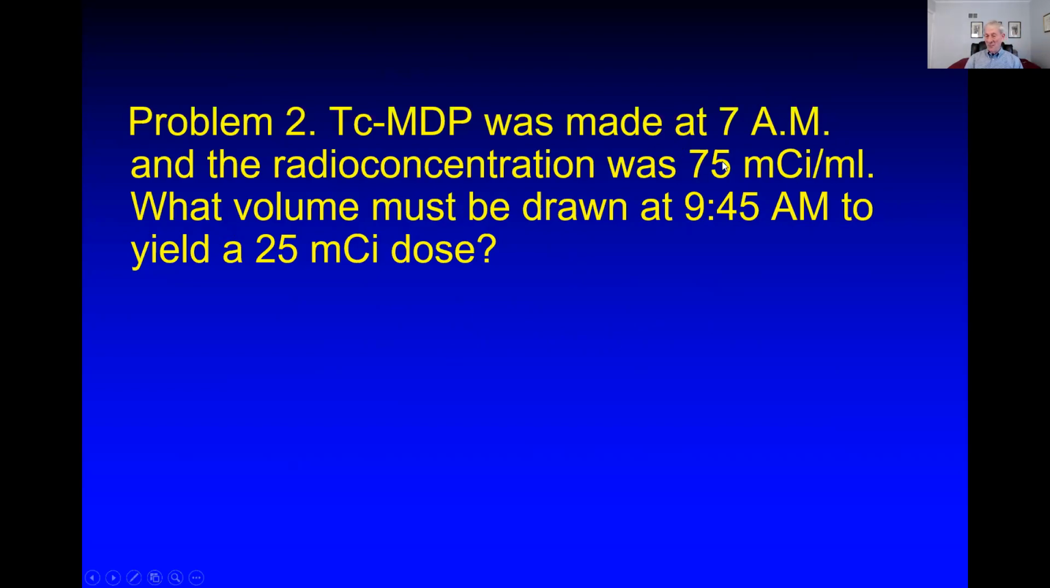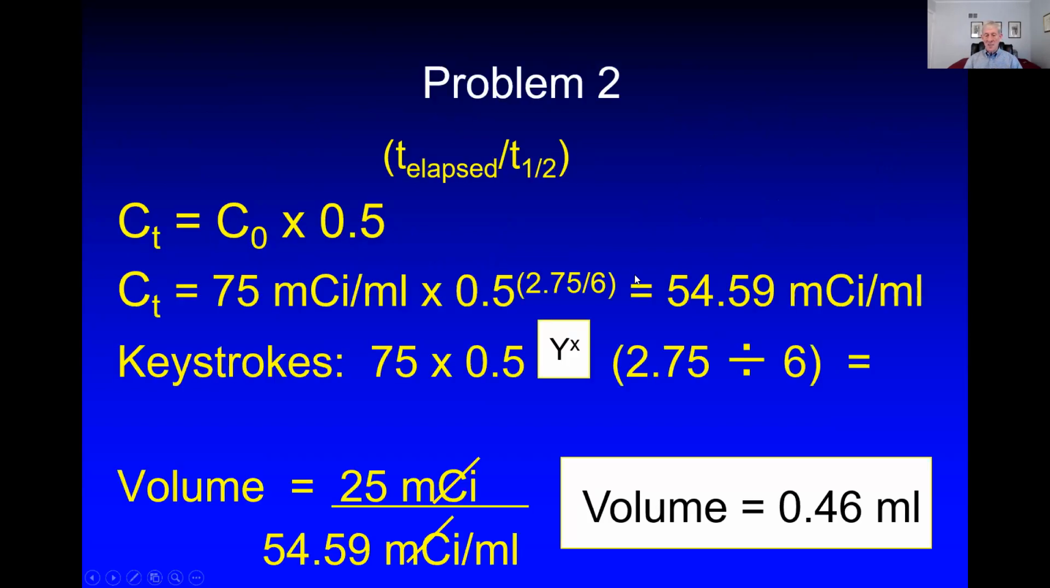We don't want 75. We want 1/3 of that. So if you drew the dose at 7 a.m. and drew 1/3 of a milliliter, you would get 25, and that would be great. But it's not 7 a.m. It's 9:45. So let's take a look.